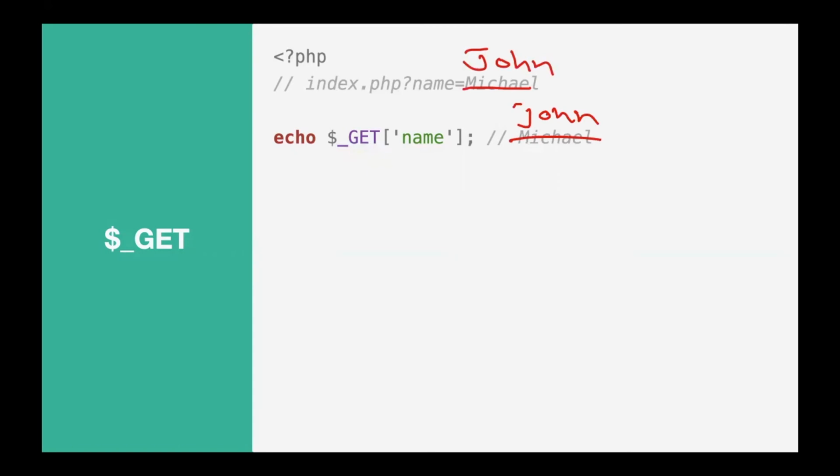Now, you can add additional things to a query string by using the ampersand, like that. And then you just do another key value pair. So let's say title equals prof. Okay. And then we would be able to access that one from the GET as well. All right. So that's it for the slides.